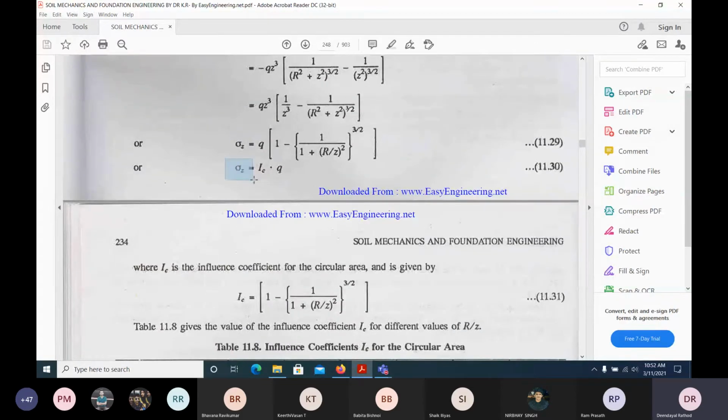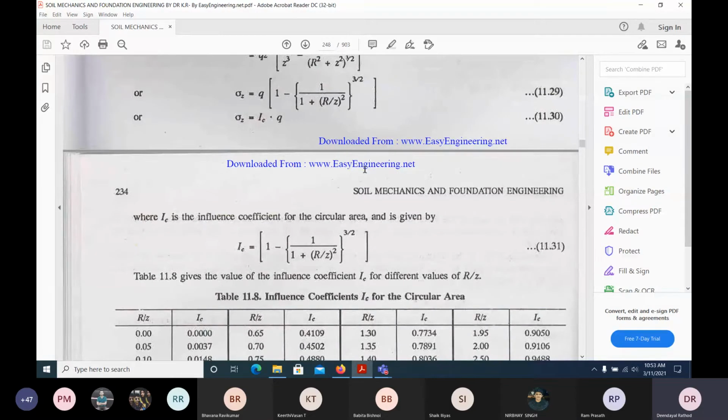Okay, like IB, we have IC here. This I can be whatever the leftover part. Okay, Q is the intensity. Again, this particular formula also can be used. Okay, I see the influence coefficient for a circular area here.